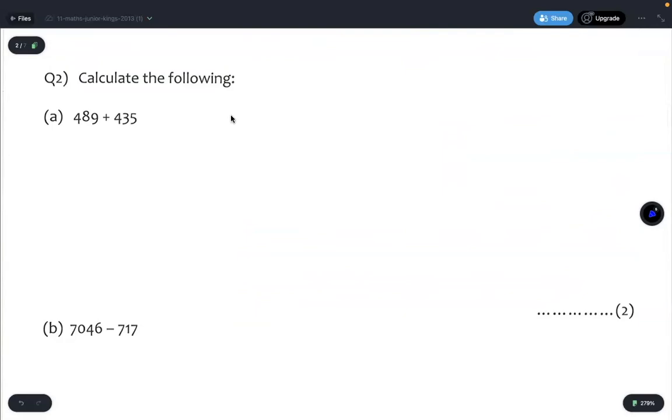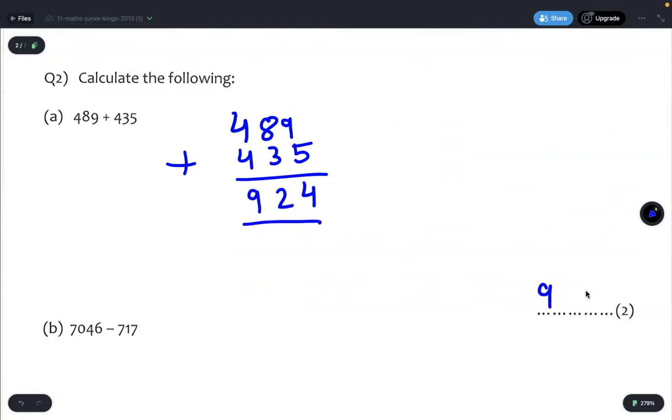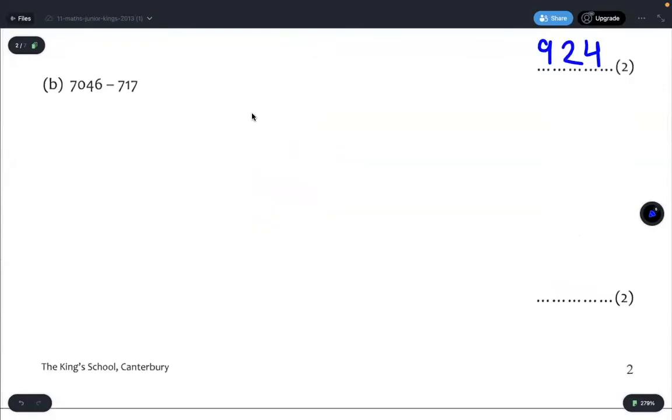To 489, add 435. So 9 add 5 is 14. We've got 4 extra 1. 8 add 3 is 11, add the 1 is 12, so 2 extra 1. 4 add 4 is 8, add the 1 is 9, so 924.